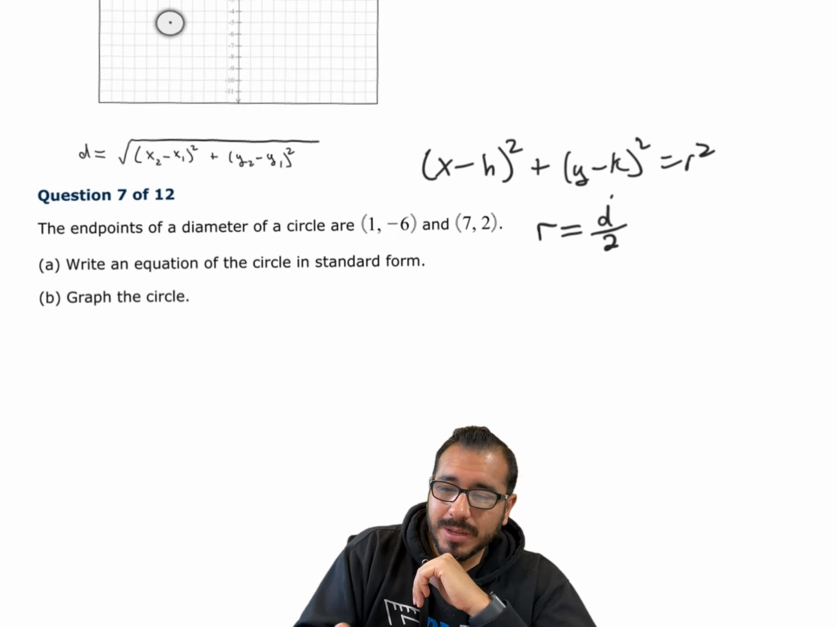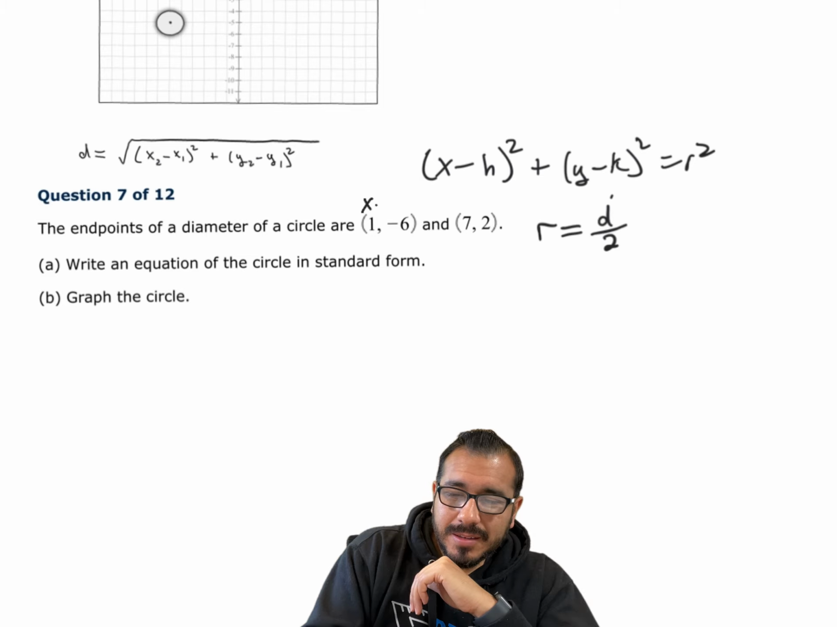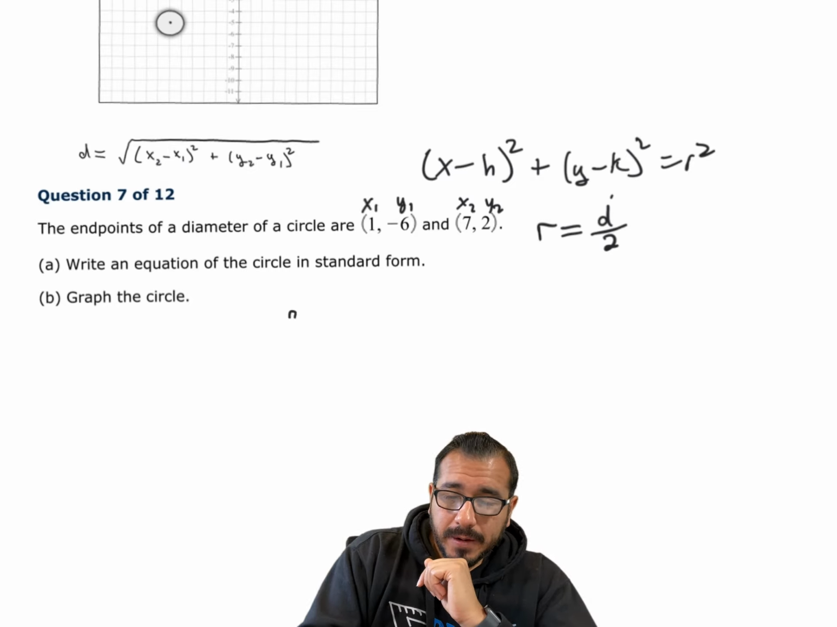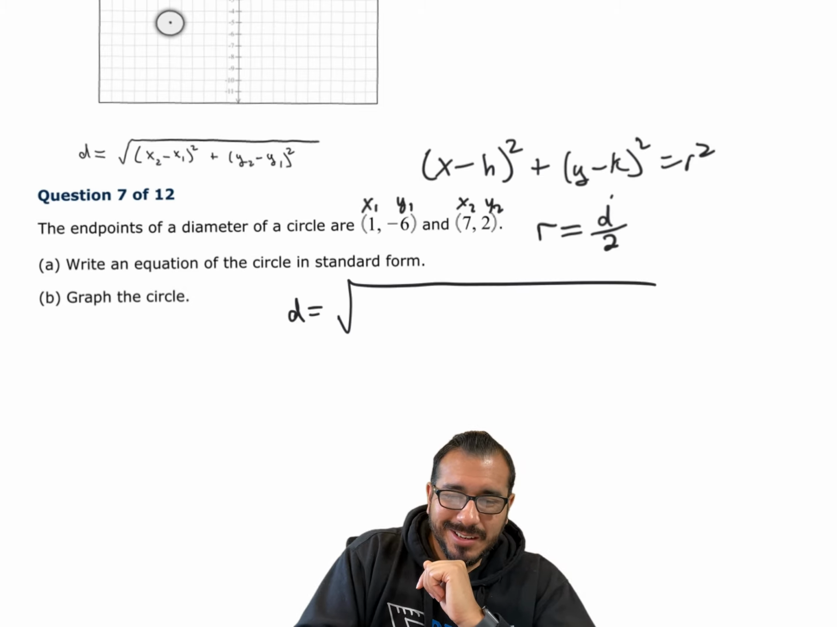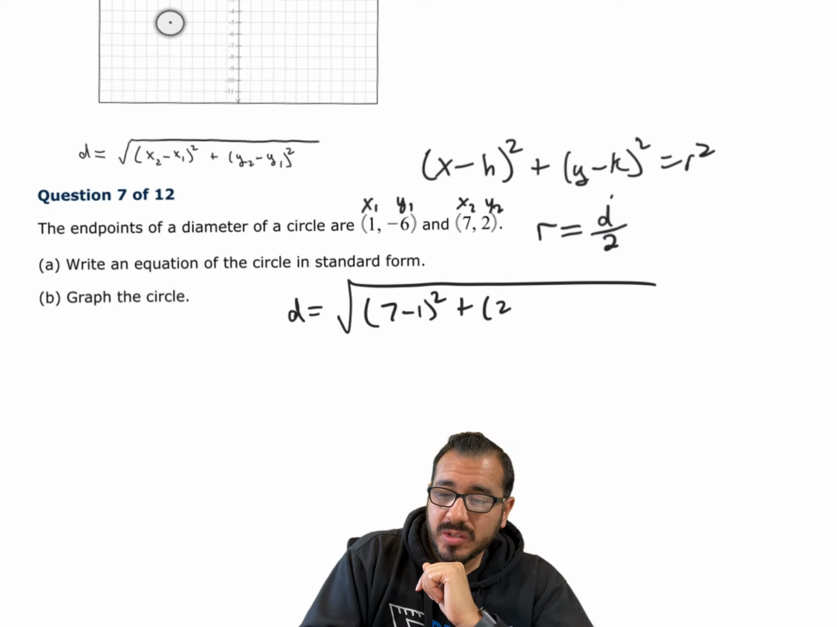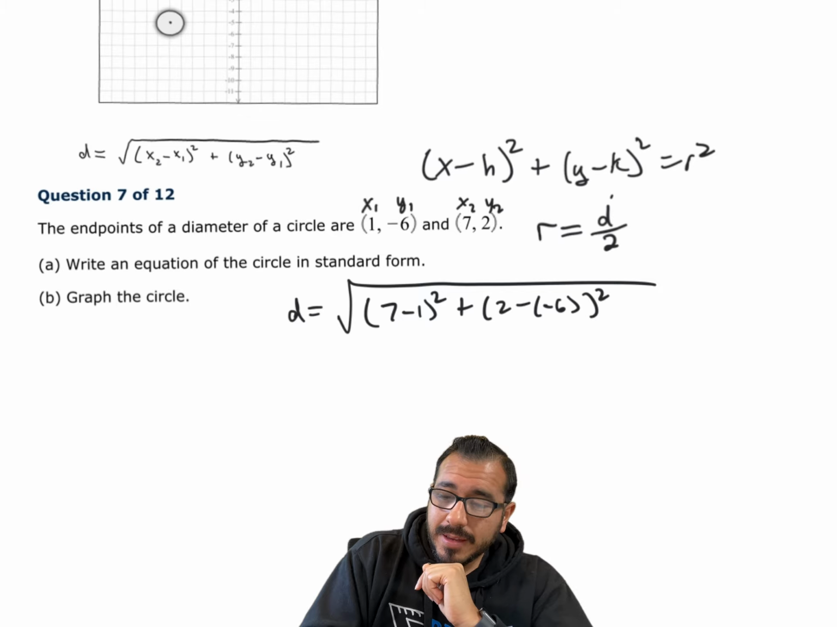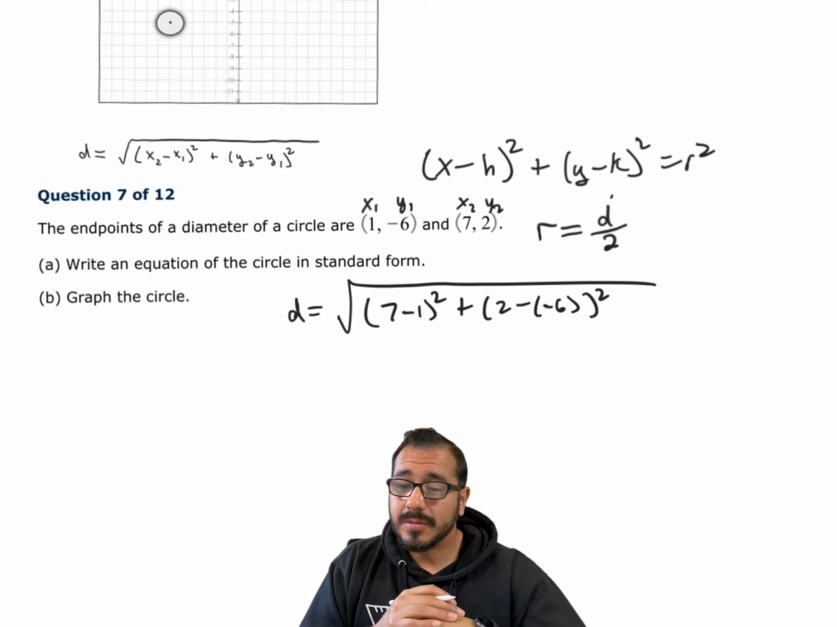All right, so let's find the distance. I'll call this x1, y1, x2, y2. So we're going to find the distance between those 2 points. We've got to do that before lunch because I'm hungry. So we've got x2, which is 7, minus 1, squared, plus y2, which is 2 minus negative 6. All right, don't forget those signs, right?